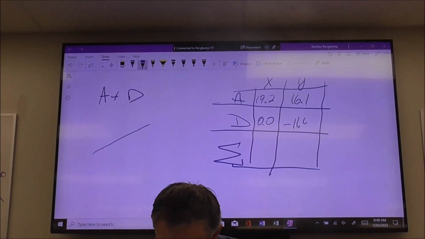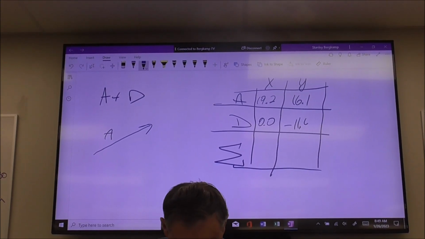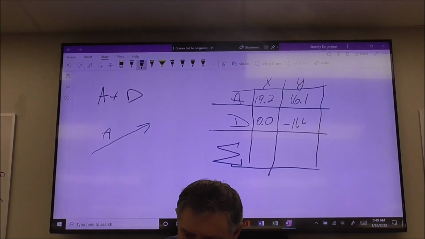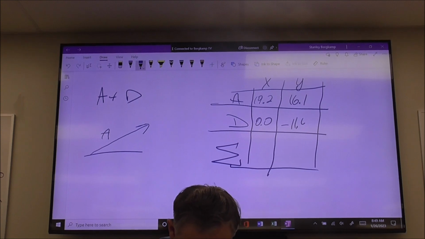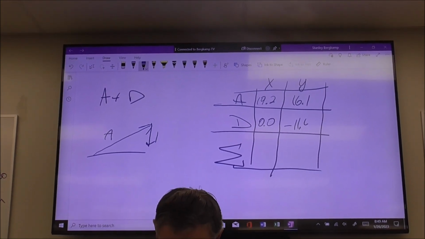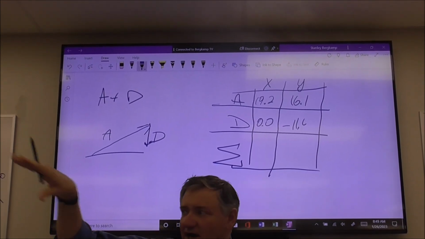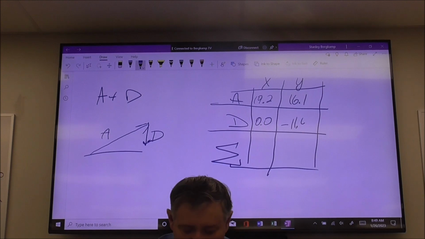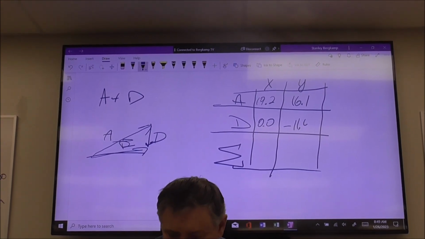So here's my vector A, okay? I'm not drawing this to scale. I'm just making a sketch. 25 meters per second at 40 degrees. And then D is 11.4 at 270. So that's going to come down like this, okay? All I did is what I did yesterday, the tip to tail, right? And so now, when I draw that resultant, that's going to be something like this.